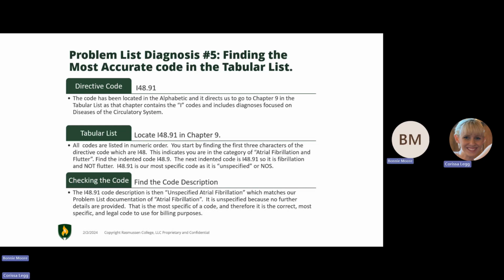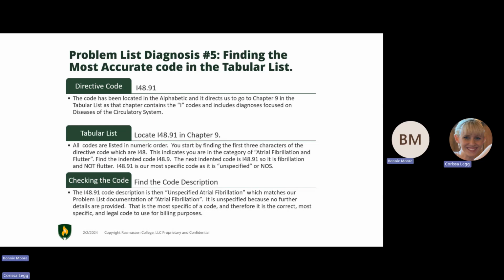But when you read the code description, it is fibrillation or flutter. So we're not specific enough yet at I48.9. We have to make it more specific because this is fibrillation and not flutter, and it is unspecified, or NOS. So I48.91 is our most specific code.